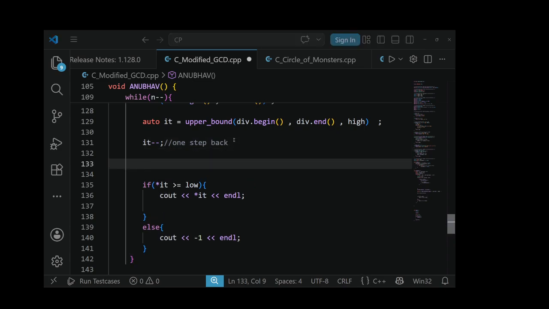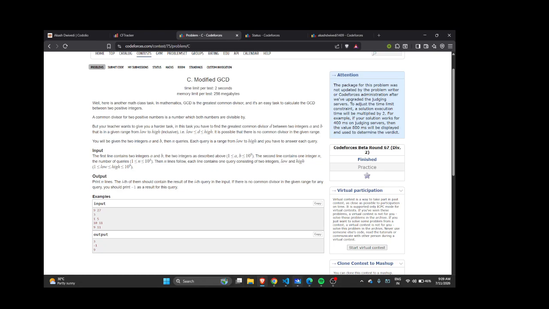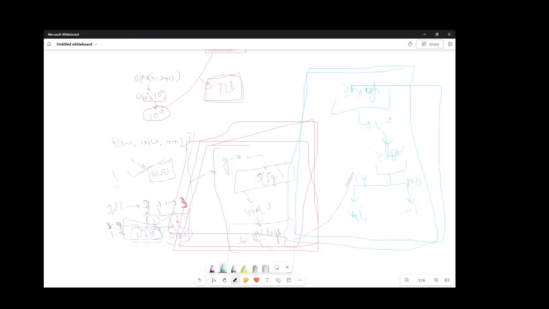One more edge case that we should handle is that, suppose this thing is returning us the first index of the array, meaning the value that is greater than high is the first value of the entire array. So it means that there is no possible element which lies in this range. So we need to return -1.